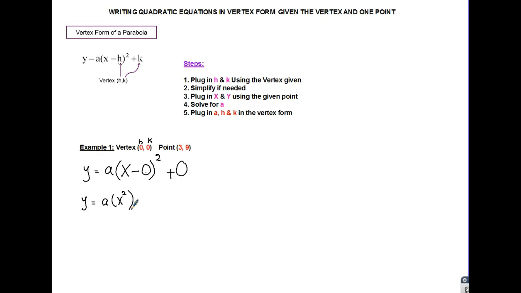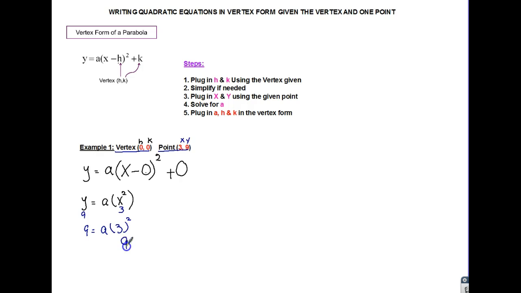Then you need to plug in x and y using the extra point. So you can only use the vertex once, and you use the point once. You can use each point only once. So my value for x is 3. My value for y is 9. So 9 equals a times 3 squared.